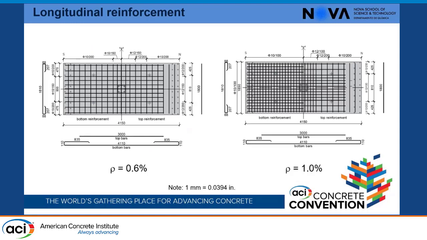We used two different amounts of longitudinal reinforcement ratio. On the left, 0.6%, and on the right, a 1% ratio. The pictures of this figure show the bottom reinforcement on the left and the top reinforcement on the right. For the bottom reinforcement, we used 10 millimeter bars. For the top reinforcement, we used 12 millimeter bars near the column in the negative bending moment zone, and 10 millimeter bars in the rest of the slab.